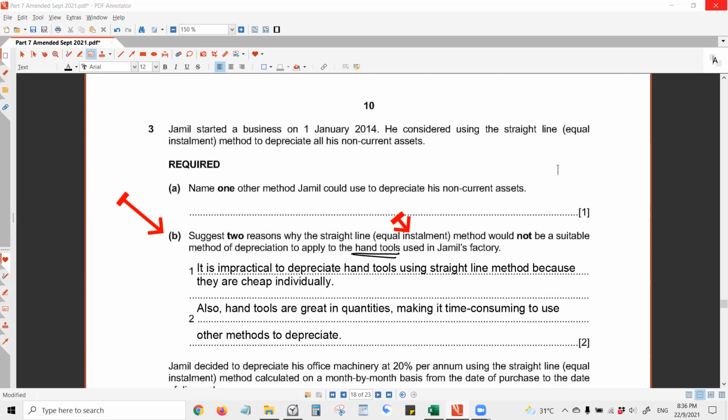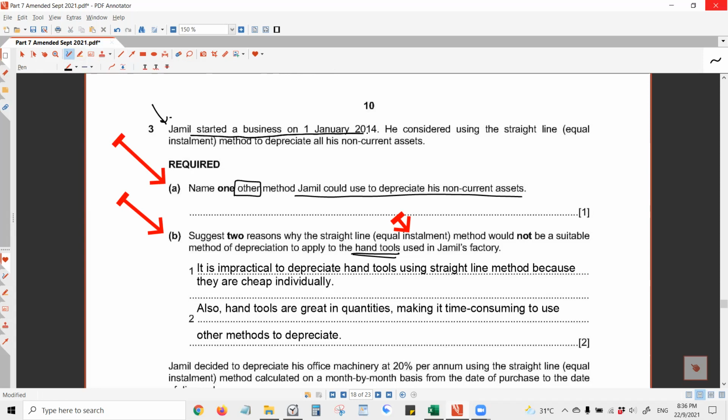Okay, you should have written. Now we look at 3A. Name one other method Jamil could use to depreciate his NCA. So what answer should you not write? Look at the sentence given at the top here. Started a business on 1st January 2014, considered using straight line method. So can you write straight line method in 3A? Answer is no. Don't write straight line method. You can write the other two methods. You can write reducing balance method, or you write revaluation method.